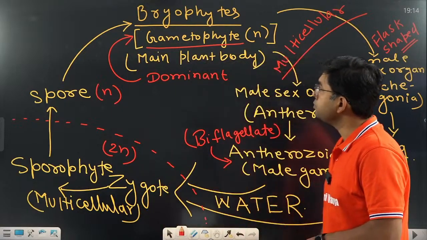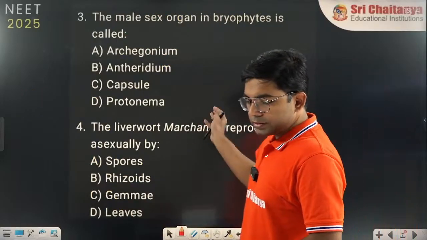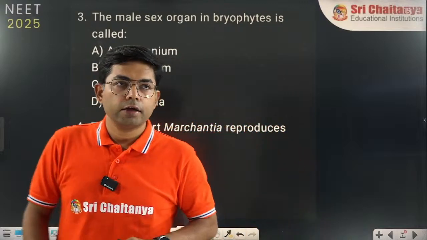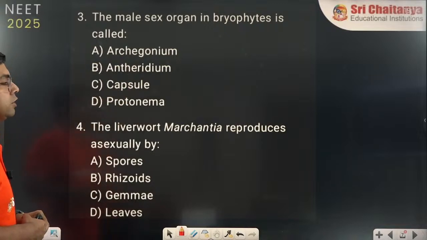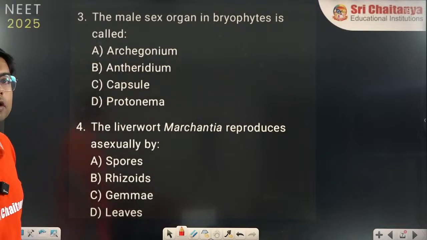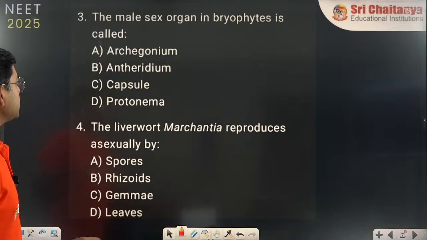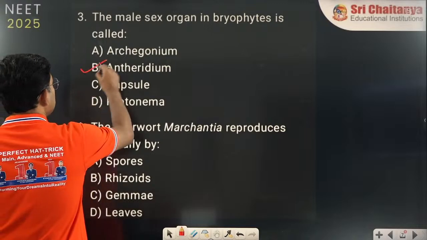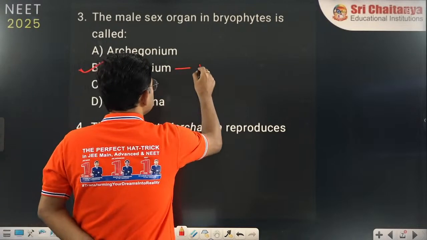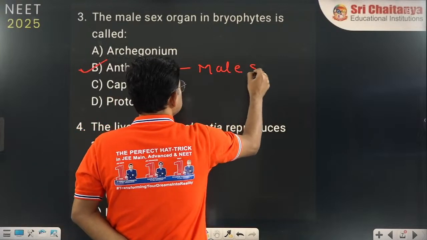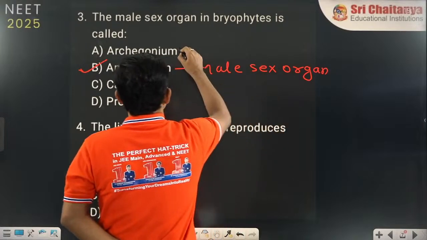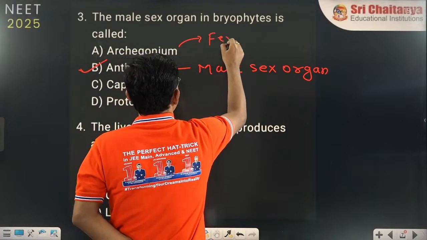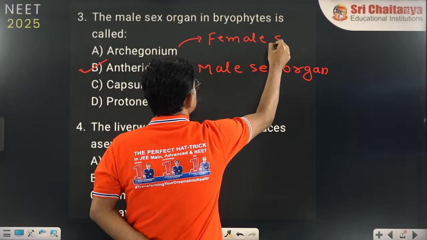Let's move ahead. Now, these are the two questions. Based on that, if I ask you what the male sex organ in bryophytes is called, the male sex organ is called antheridium. Antheridium is the male sex organ. Then archegonium is the female sex organ.